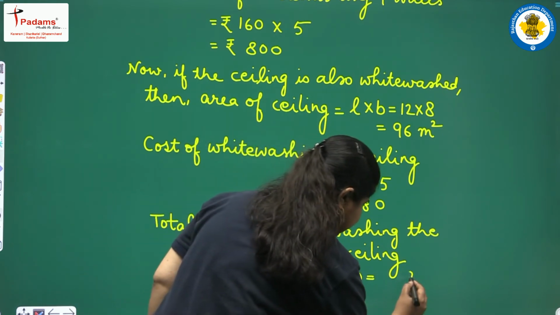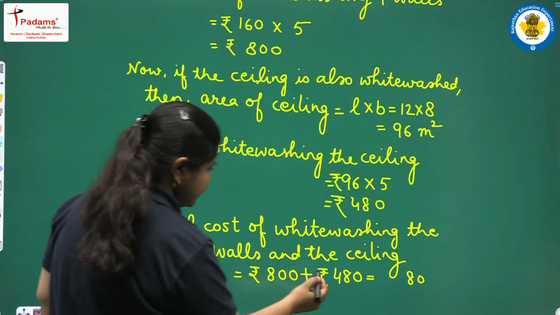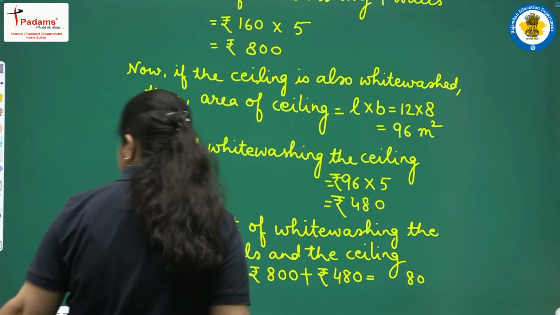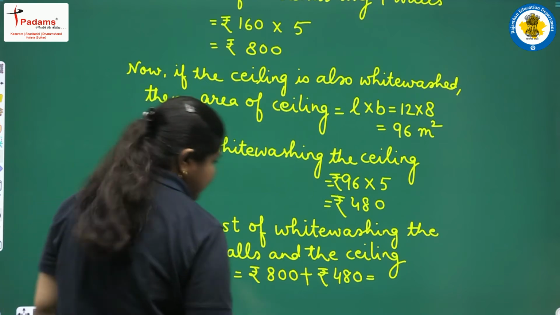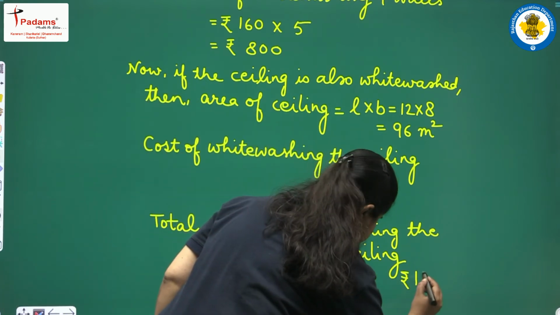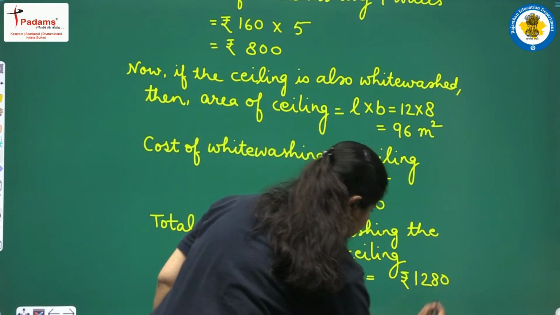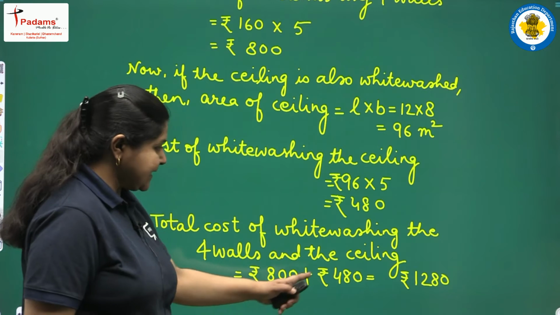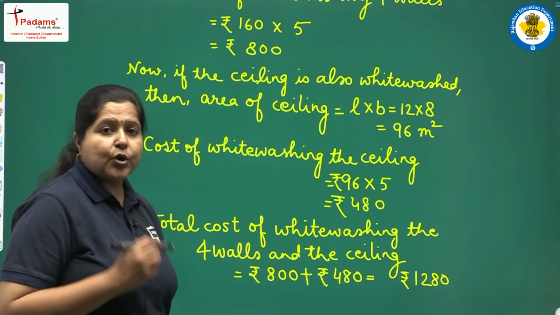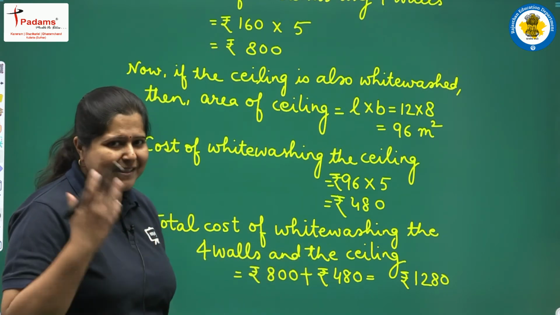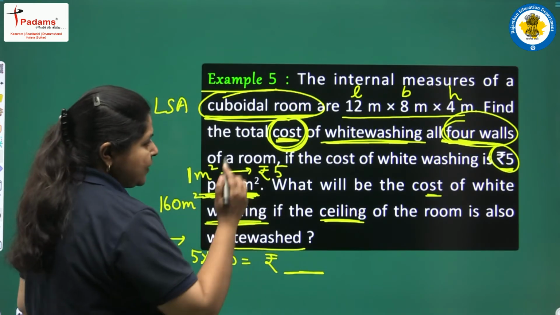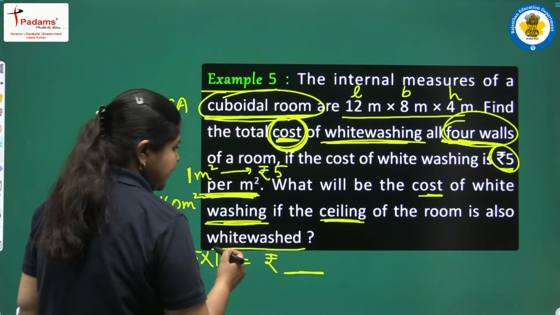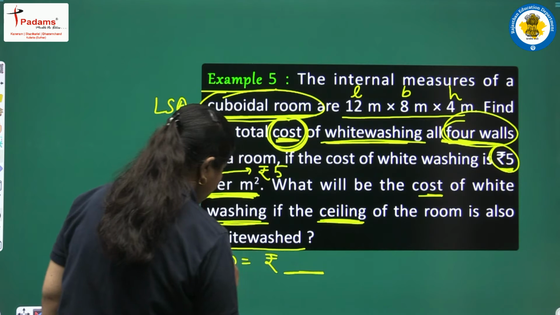It will be 80 and then we have 8 and 4, 12. So it will be, let me make some space, I will write it properly here. It will be ₹1280. This much will be the cost of whitewashing not only the 4 walls but also the ceiling. Let us go through the question once again. यही तो पूछा था. What will be the cost of whitewashing if the ceiling of the room is also whitewashed?